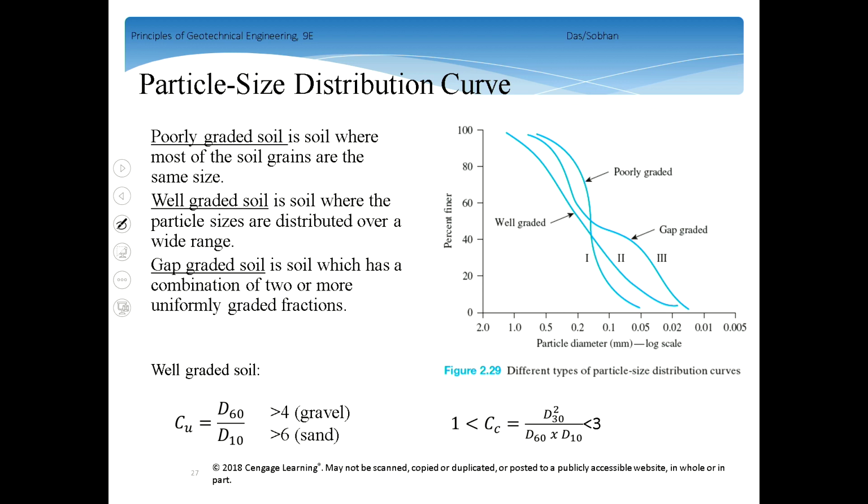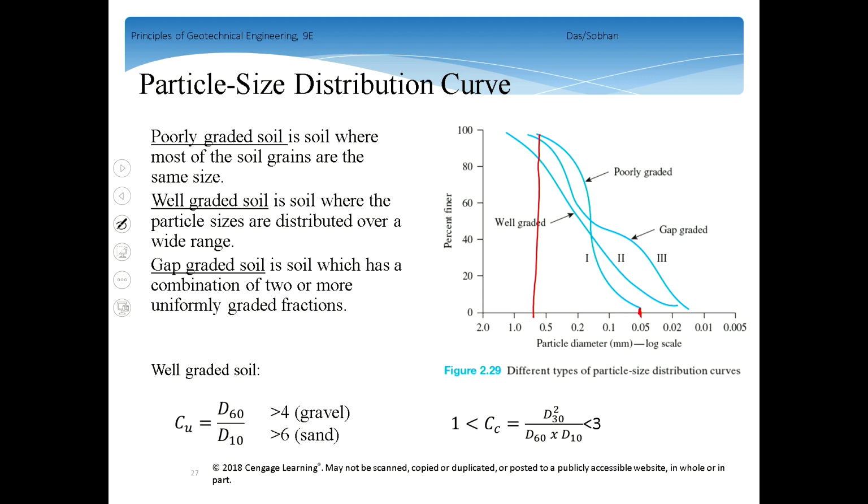A poorly graded soil, because you see, the particle range is only from 0.05 to maybe 7, right? So it means that the particle size is only distributed in such a small range. So we say this is a poorly graded soil.